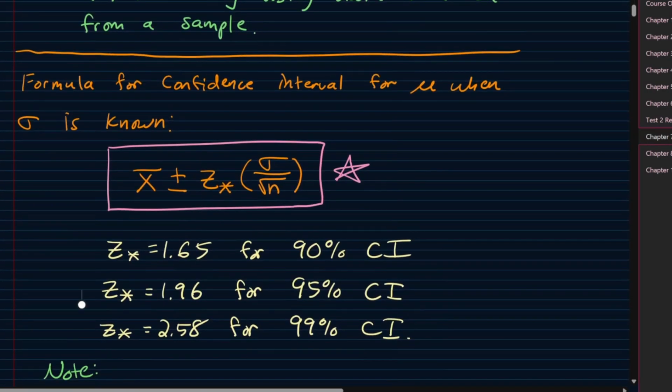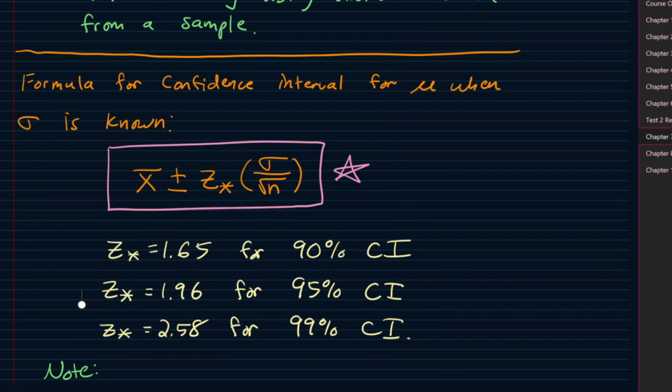So here's the stuff for when sigma is known. That's the population standard deviation, sigma. So when we know sigma, and we're looking for the mean of the population, remember that's mu, we're trying to estimate mu as best we can, we use the formula x bar plus minus z star times sigma over square root of n.